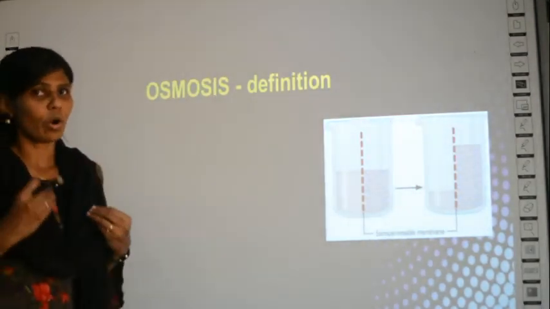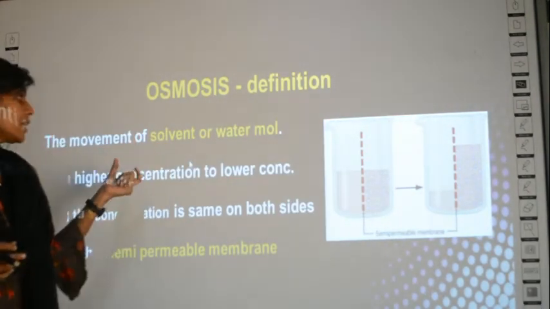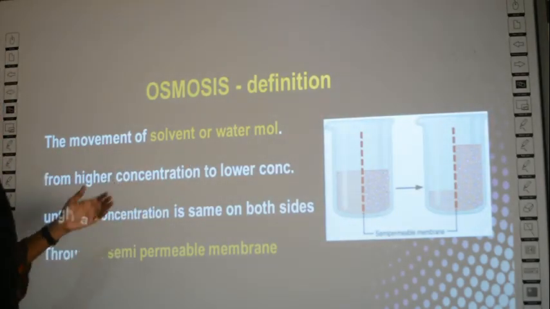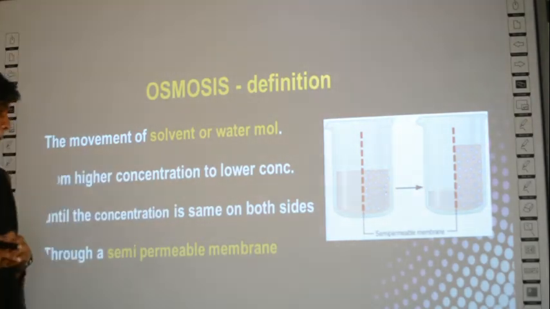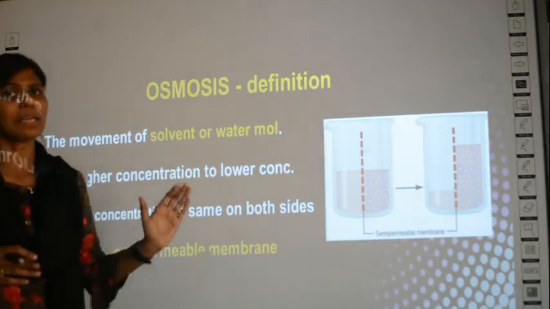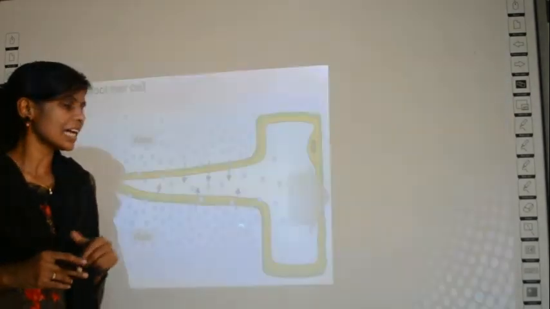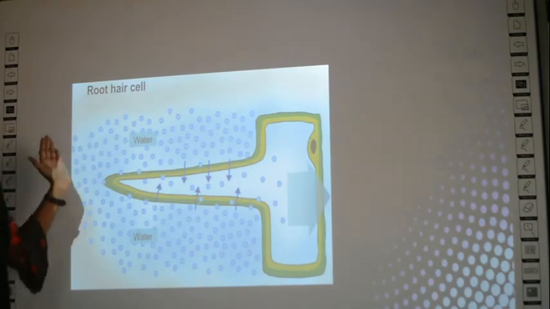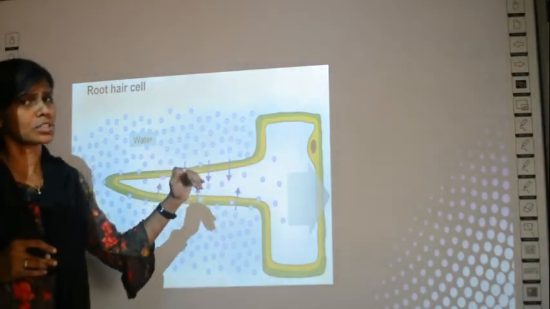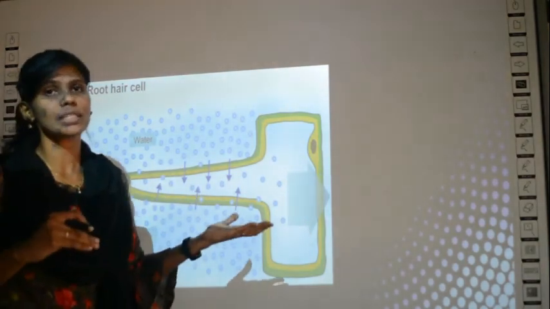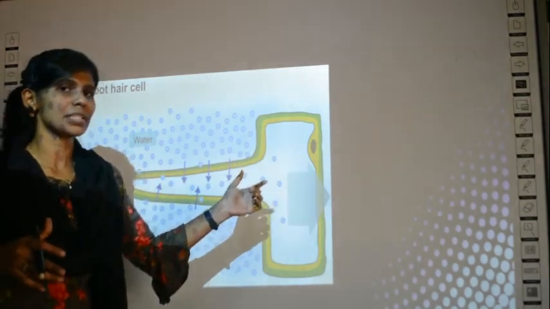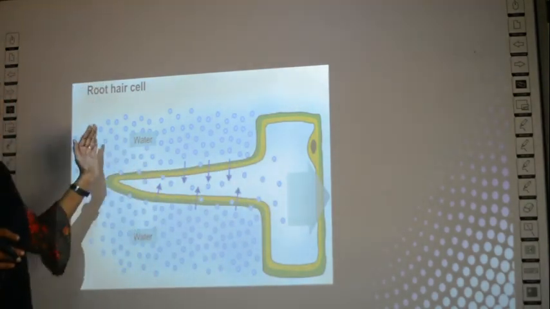What is the definition for osmosis? Osmosis is the movement of water molecules from a region of higher concentration to lower concentration through a semi-permeable membrane until the concentration is balanced on both sides. An example of osmosis in plants is movement of water from the soil to the root cell. Suppose there is more water in the soil and less water in the root hair cell, the movement of water will be from outside into the cell. This is an example of osmosis.